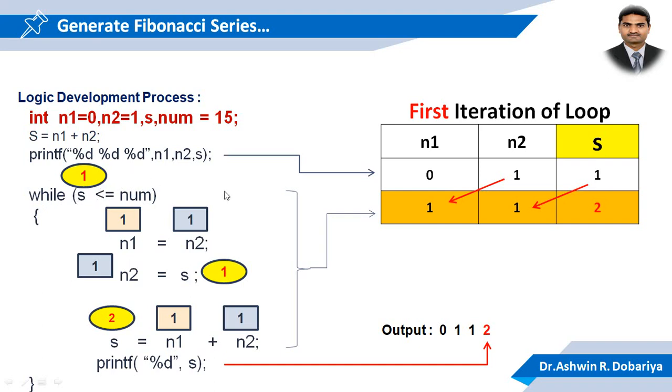Every time we have to verify the sum, and the sum value has to be less than or equal to the input number, because we want to generate the series up to the number 15. So here, the first time, s is 1. In the first iteration, if you want to generate the second value, whatever the old value of s, which is 1, becomes n2.